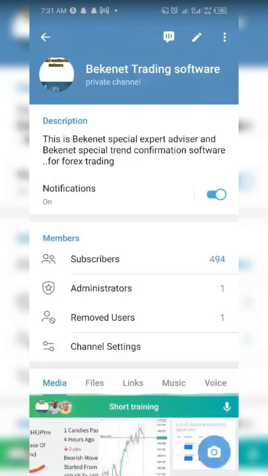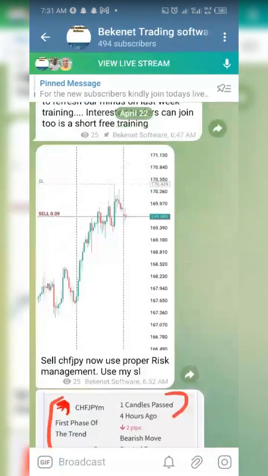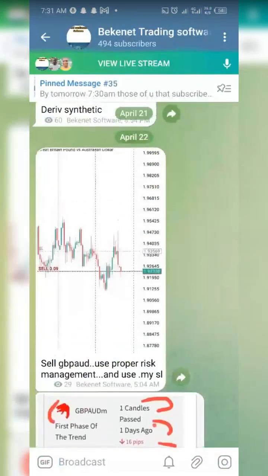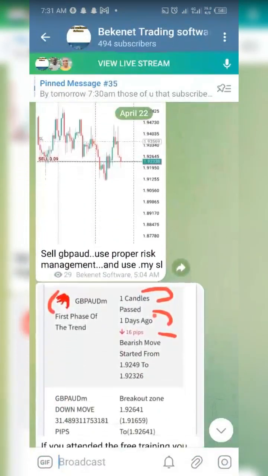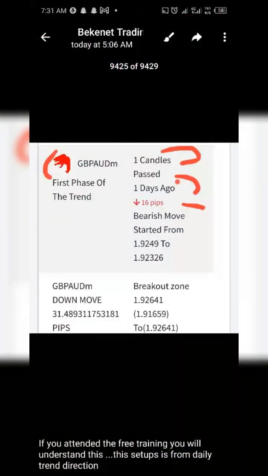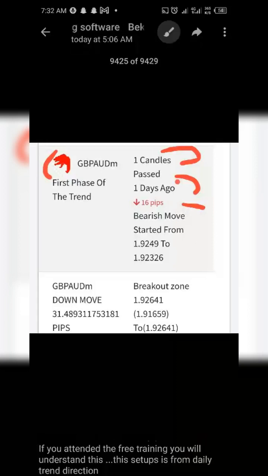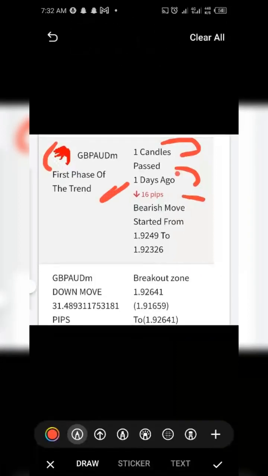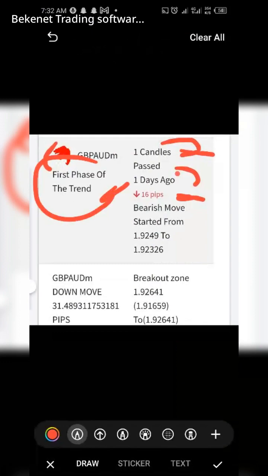So I'm going to go straight to the Telegram channel. As you can see, this is our first trade that we took. If you look at the trend direction, we took this trade from the daily time frame. Meaning that we have a first phase, which is this. One candle, number of days it has passed just one day, and number of pips that it moves was just 16 pips.